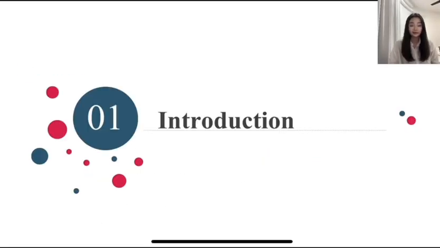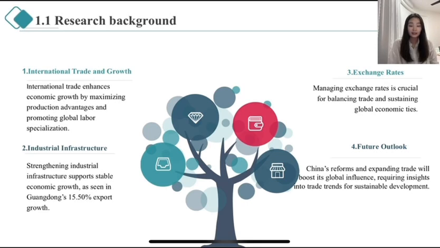Okay, let me introduce the research background. First, international trend and growth. International trend enhances economic growth by maximizing production advantages and promoting global specialization. Second, industrial infrastructure. Stronger industrial infrastructure supports stable economic growth, as seen in Guangdong province, with 50% export growth.